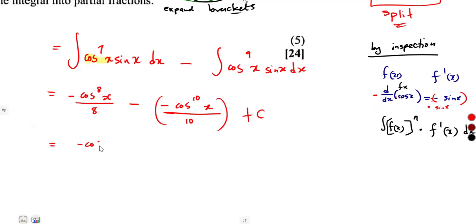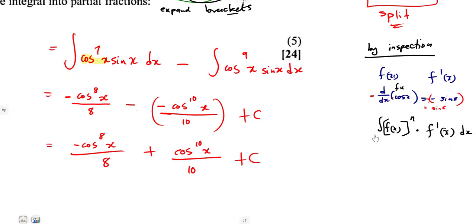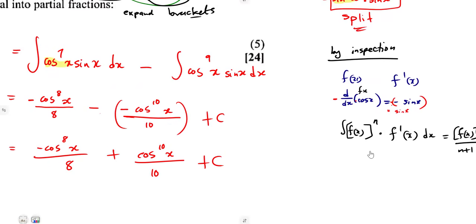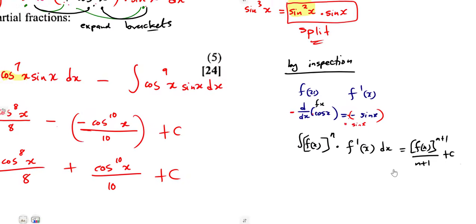So that's negative cos to the exponent of 8x over 8, minus minus, that's a plus, cos to the exponent of 10x over 10, plus c. That's it. You're done. So you can use that. It is part of your N5. You have those formulas so they can be used.